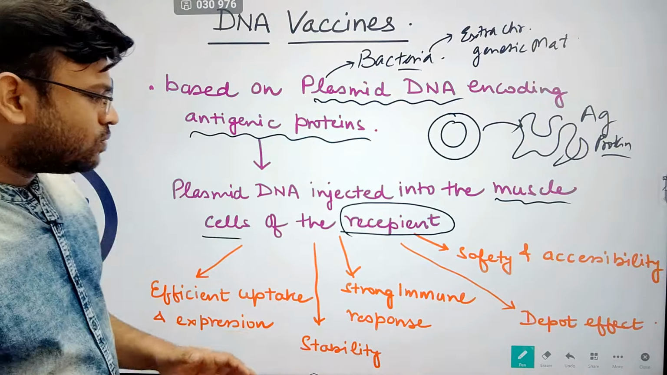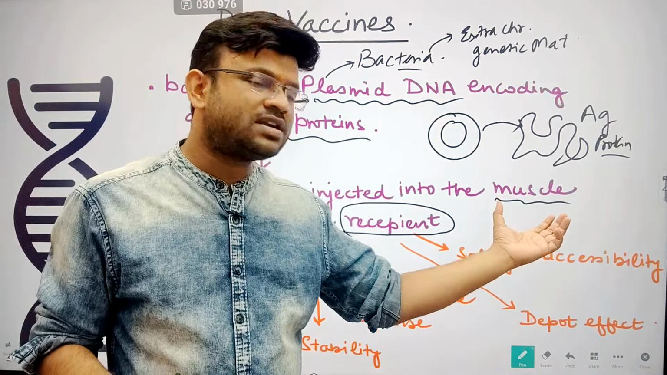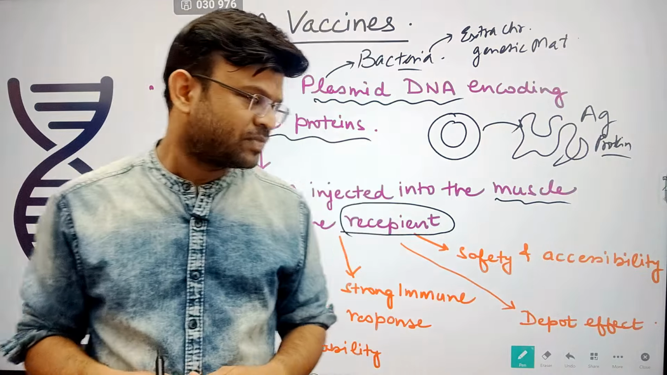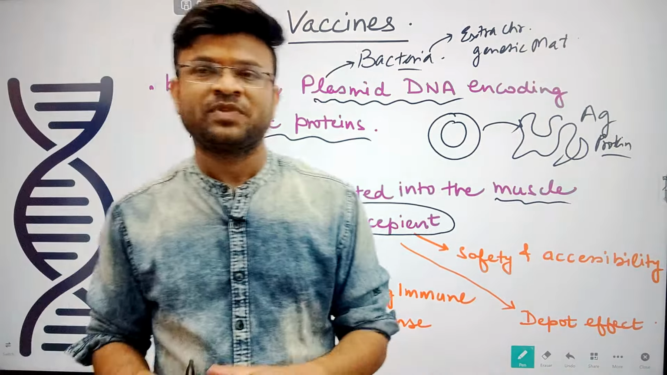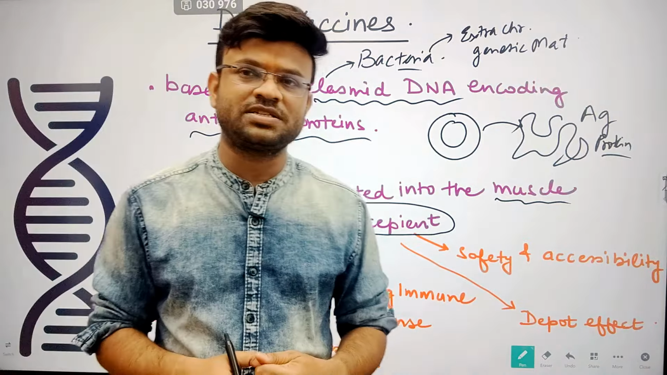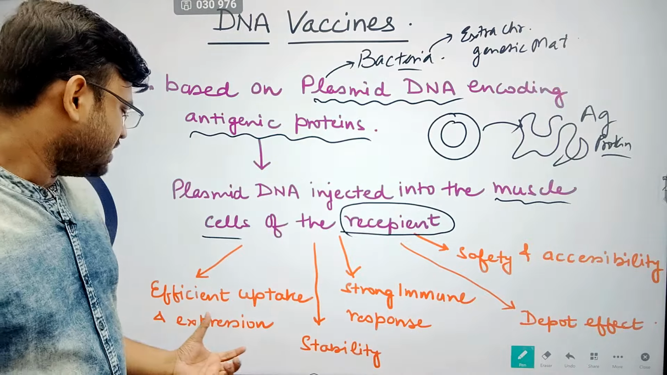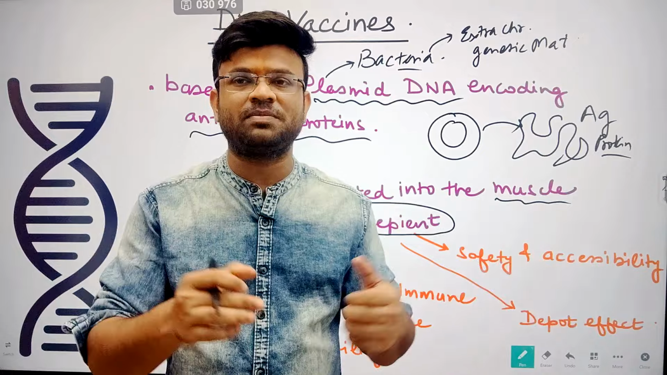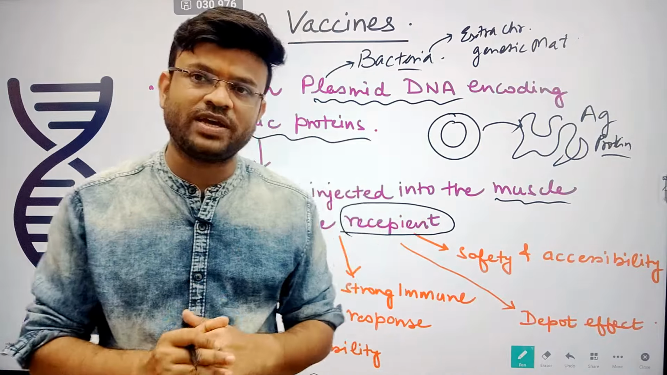Now, why am I insisting upon inserting the plasmid DNA inside the muscle? Understand this, that efficient uptake and expression is involved. That means if you are injecting that plasmid DNA inside the muscle cells, then obviously a better expression and an efficient uptake would be seen. The muscle cells would easily take up the plasmid DNA, and expression of those proteins on the surface would also be very easy.